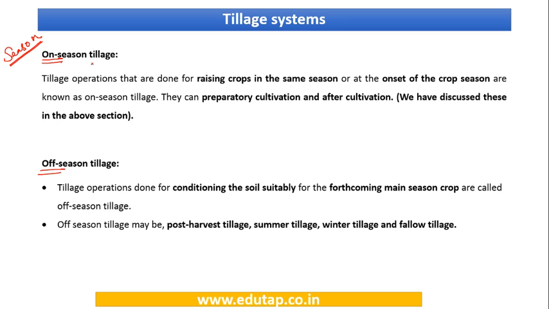When you talk about on season tillage, you are actually doing tillage operations for raising the crop in the same season or at the onset of the crop season. You're waiting that immediately in the coming cropping season you're going to sow the seeds, so for that you are doing tillage operations and they are called on season tillage. Off-season tillage means you're waiting for the forthcoming main season crop and you have started the preparation earlier. There is no immediate sowing plan on that particular piece of land. This off-season tillage may be post-harvest tillage, summer tillage, winter or fallow tillage, right?